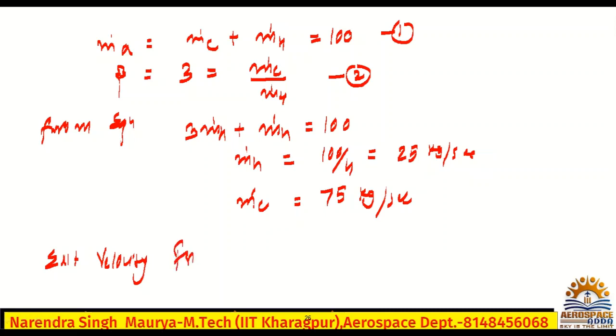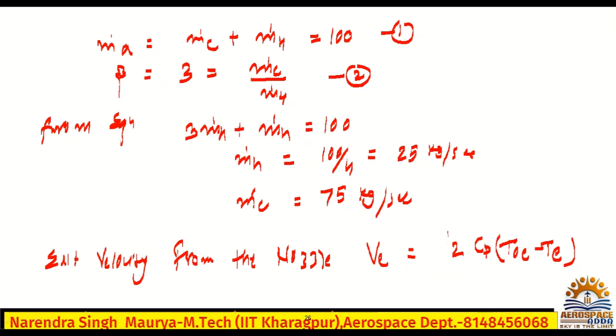This is very generic from the nozzle. What is the exit velocity? You know, which is nothing but you can write 2 Cp (T naught E minus TE). This is the exit velocity. Previous problem also I had used this formula.